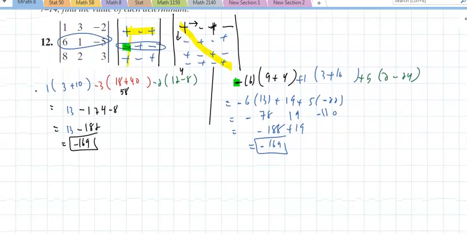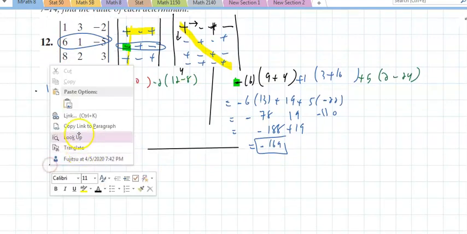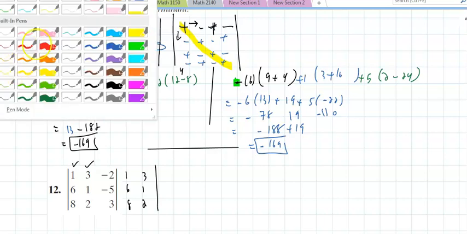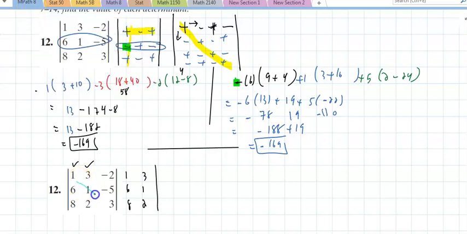There is another way, a shortcut. If I take number 12, if I list the first two columns, this only works on a 3 by 3, only 3 by 3. If I take the product of those, that's 3, the product of those minus, what is that, 24 times 120.